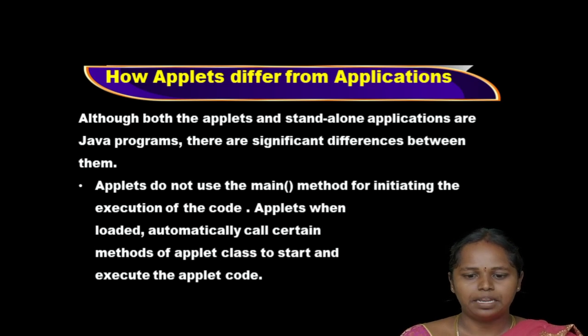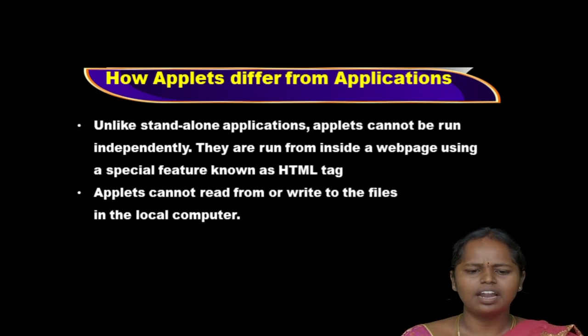Although both applets and standalone applications are Java programs, there are significant differences between them. The first one is that applets do not use the main method for initiating the execution of the code. When loaded, applets automatically call certain methods of the Applet class to start and execute the applet code. Unlike standalone applications, applets cannot run independently. They run from inside a web page using a special feature known as an HTML tag, and applets cannot read from or write to the files on the local computer.